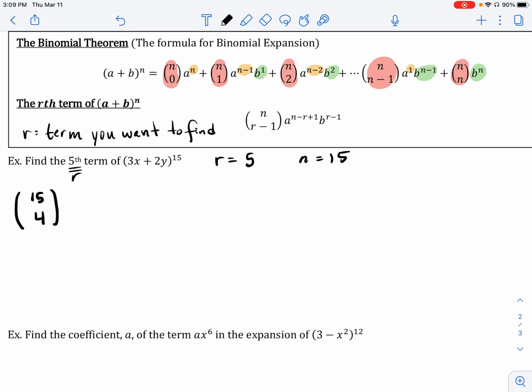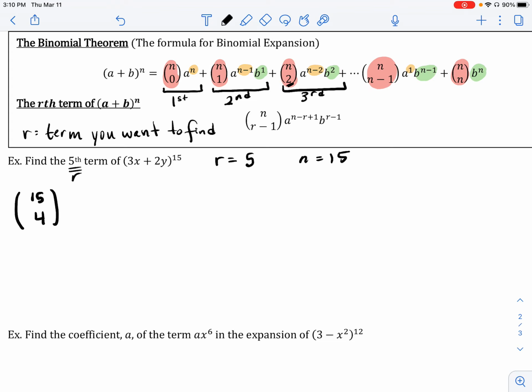Now, pause and think about why that is the case. Earlier, when we were finding the first term, we said n choose 0. When we tried to find the second term, our coefficient was n choose 1. The third term was n choose 2. So we noticed that the value here, n choose whatever we're trying to choose, is always one less than the term number we're trying to find. So we would say 15 choose 4 when we're trying to find the fifth term.